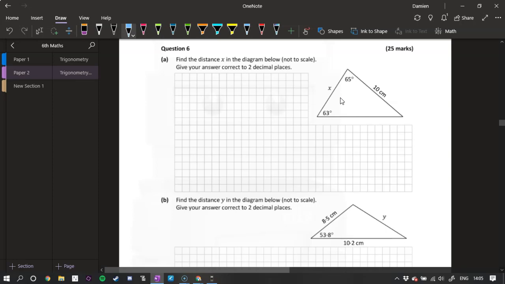Always fill in everything you possibly can. In this particular example, this is 65 degrees, this is 63 degrees, and what I would do here is fill in this angle as well. So 65 and 63, when you add them together, gives you 128, and 128 from 180 leaves you with 52 degrees in this corner. Now, is this helpful? It is, because what we've got now is we're missing a side, and we have the angle opposite it. We also have another angle and a side opposite it there. So when you have this crossover, this is going to be the sine rule.